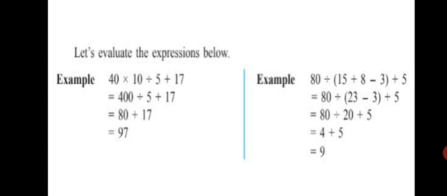In the bracket addition is first, so we add 15 plus 8, 23 minus 3, right as it is, plus 5. Now solve the bracket again. Though we see division, we are supposed to solve brackets first. So it is equal to 80 divided by 20, 23 minus 3 is 20, plus 5. Now you have simplified the expression and now you are going to solve it using the rules. So division first. 80 divided by 20, 4, 4 plus 5, answer 9.